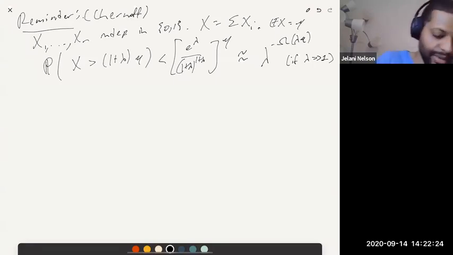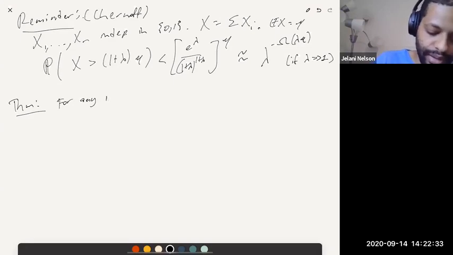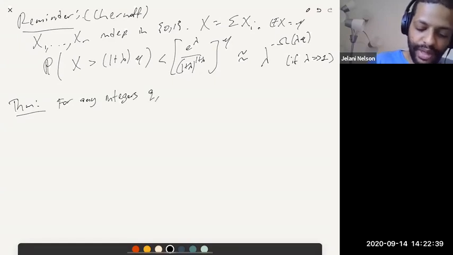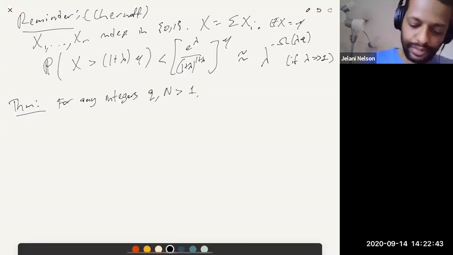Okay. So, theorem: given integers q and n bigger than 1, there exists a code C.